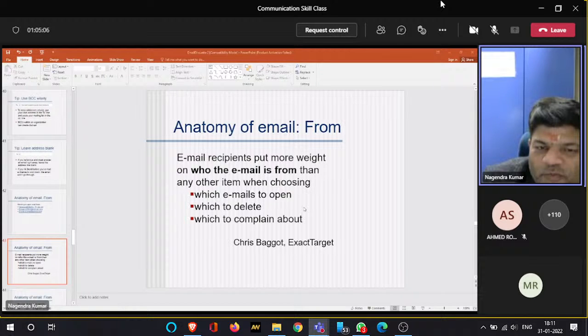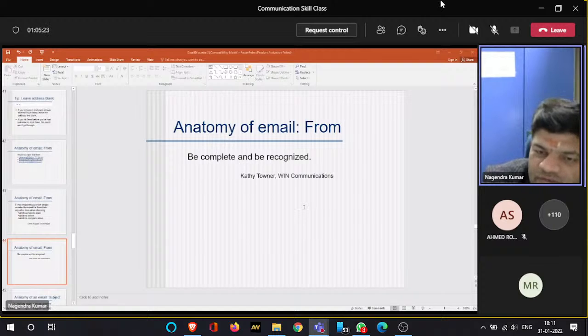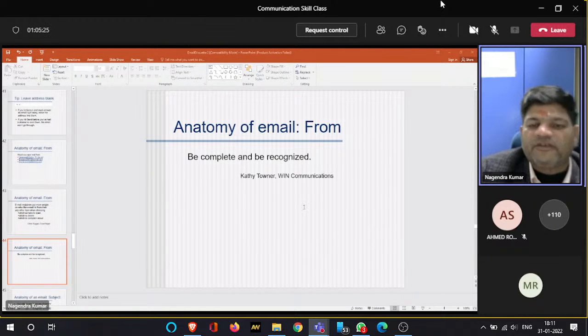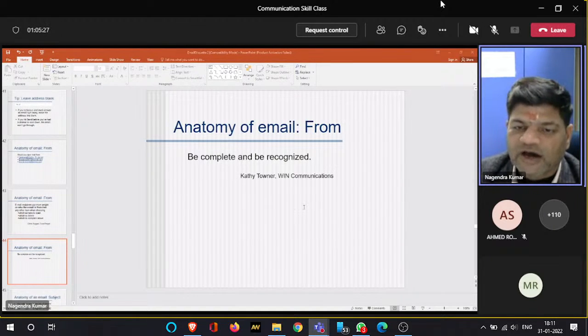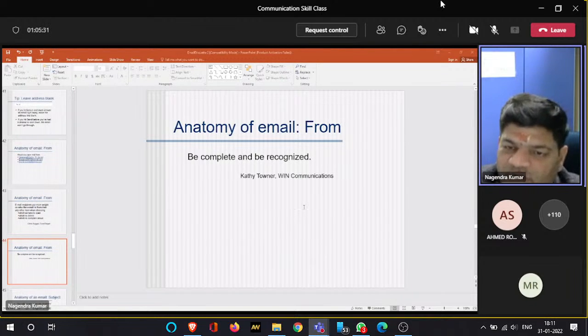Email recipients put more weight on who the email is from than any other item when choosing. And accordingly, they decide which emails to open, which to delete, which to complain about. So be complete and be recognized. Most of the phishing emails are sent by people in the name of somebody else.